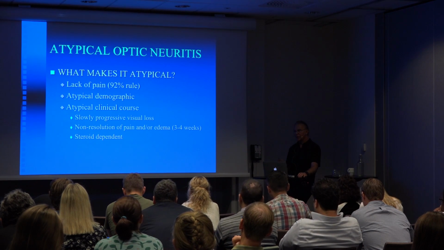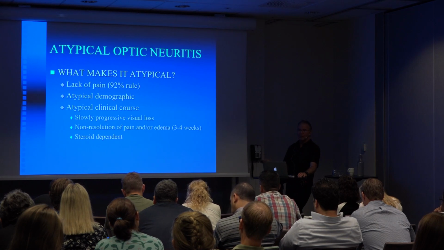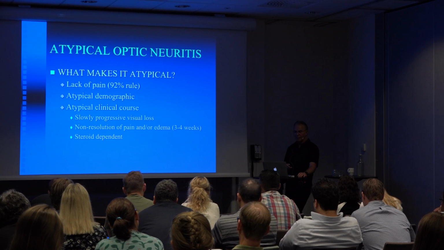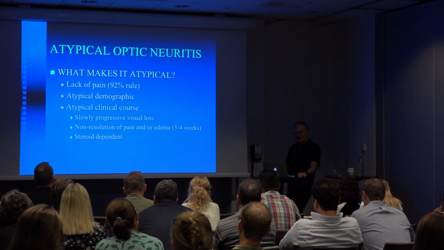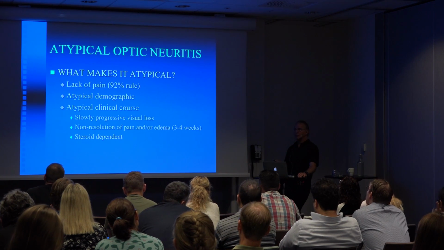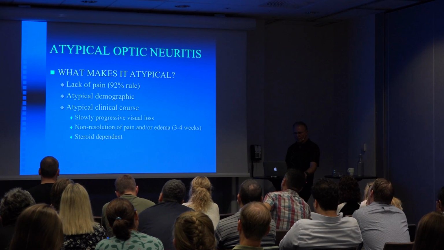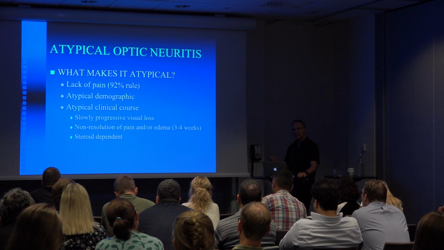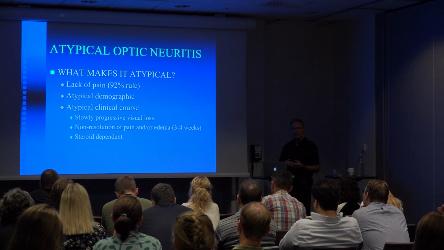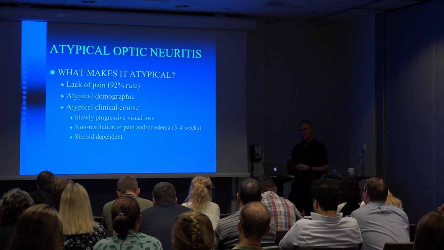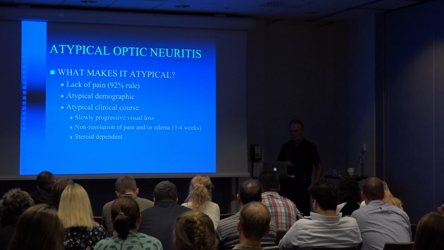So a patient comes in with an optic neuritis picture. They have no pain. You should at least be thinking about the fact that it may be a different type of optic nerve inflammation. Atypical demographic, older man, for example, not the typical young woman who comes in with it. An atypical clinical course. So instead of loss of vision over a few days to a week, this is slowly progressive over 2 months.